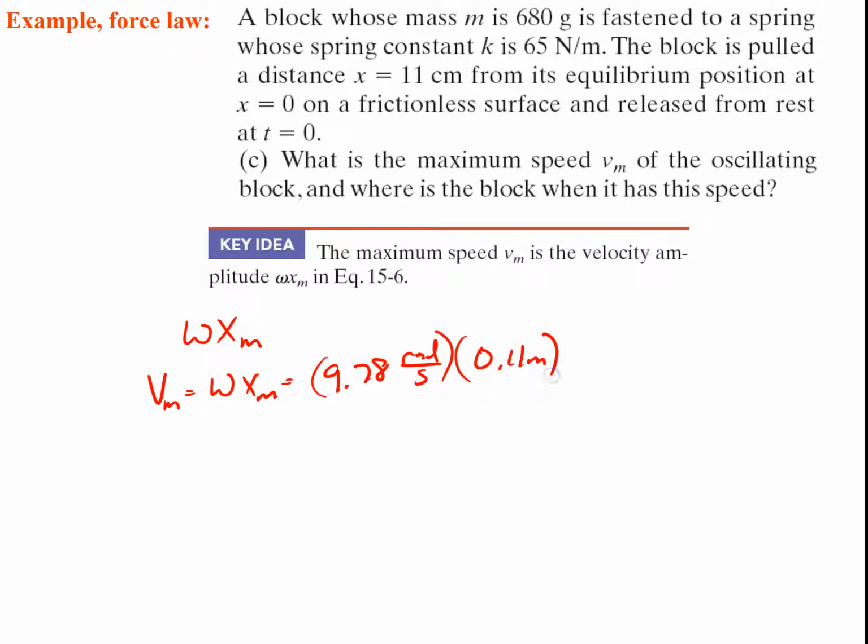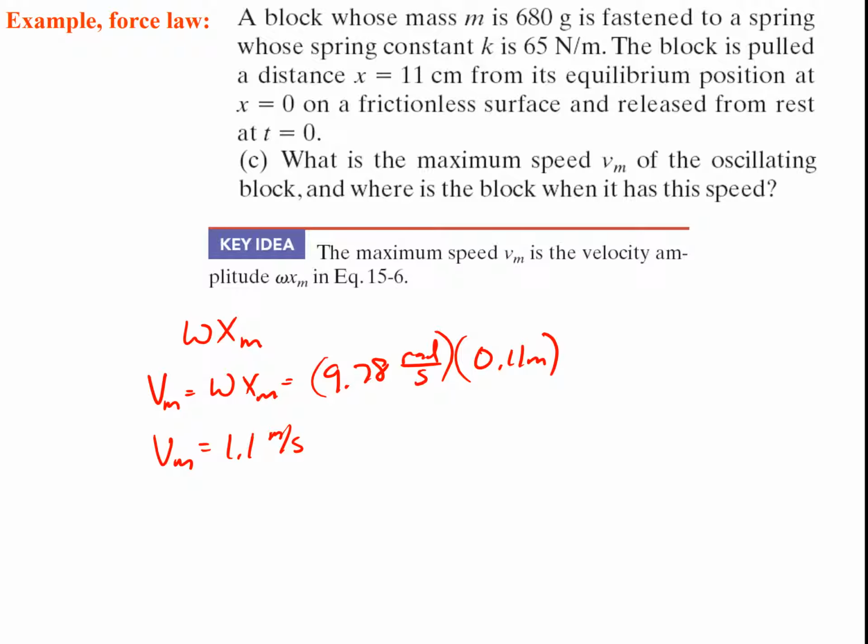And times its max position. All right, so this is going to be 1.1 meters a second. All right, so the last part of the question was, where does this occur? Well, we know that there's zero kinetic energy at the most stretched position, right? Because that's when it's released. It has no kinetic energy right at that point.